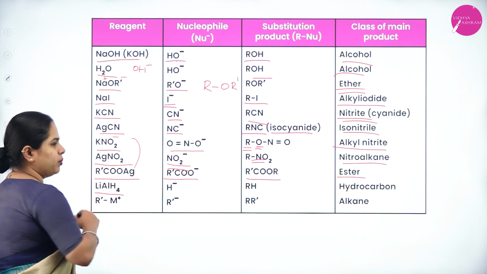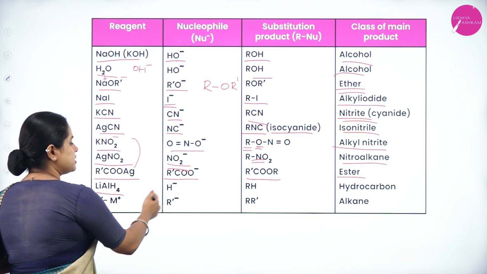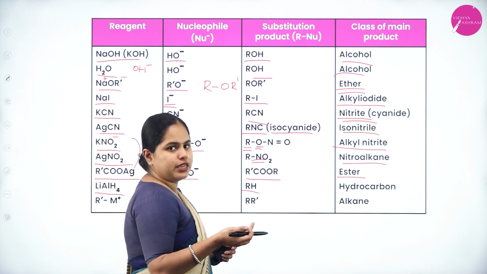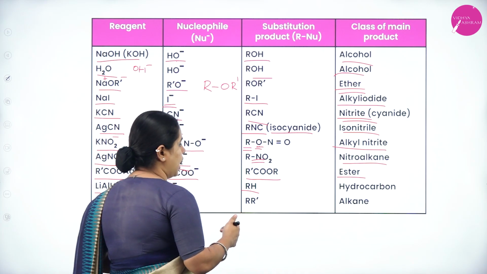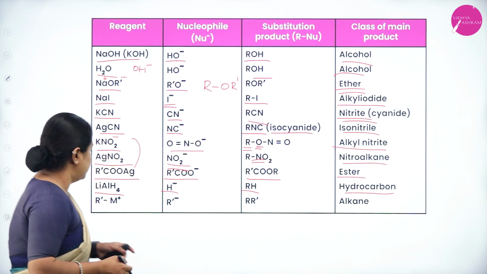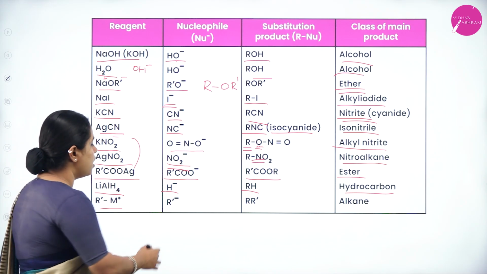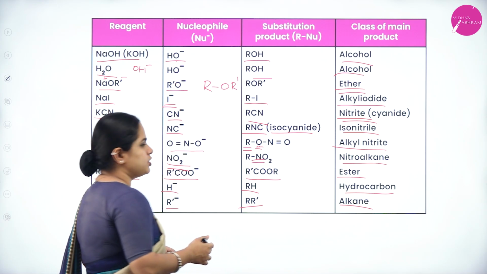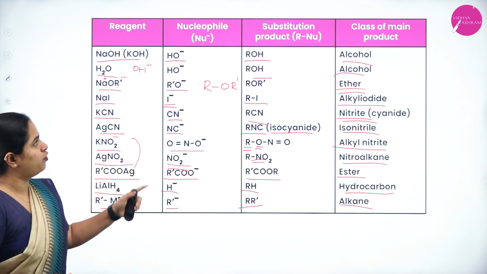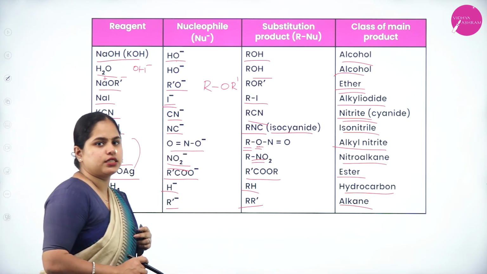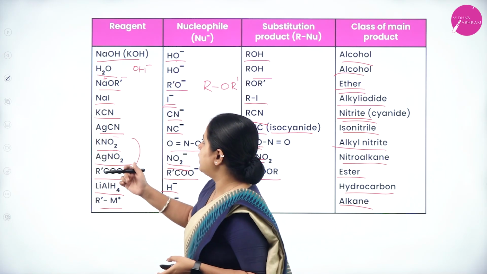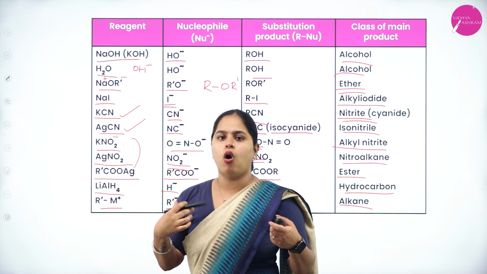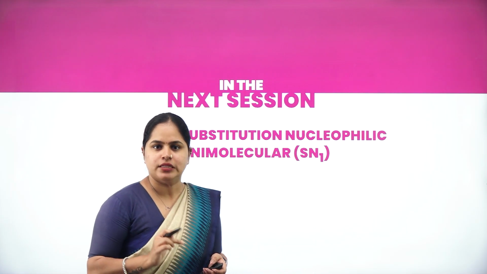The next one is lithium aluminium hydride, LiAlH4. H minus is the nucleophile here. It binds with the alkyl group, substitutes in place of the halogen, and forms RH. You will get a hydrocarbon, right? The last one is R-M plus. The R minus will be the nucleophile. R-R will be formed, which is an alkane. So I hope the reagent, the nucleophile, the product formed and its class are clear. These two are very important: when we use KCN and AgCN, or KNO2 and AgNO2, what will be the nucleophile? I hope that is clear to you.